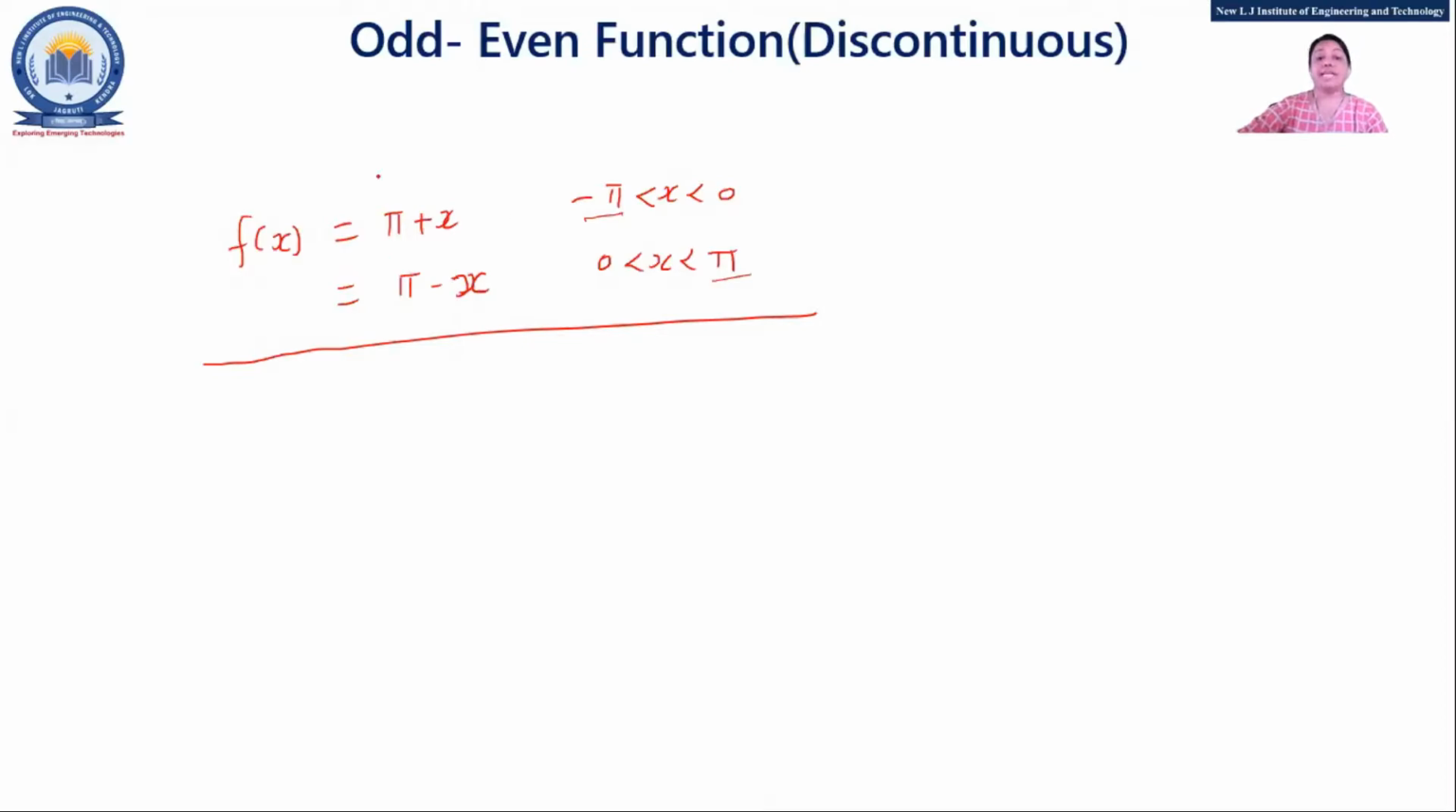Now, on the right side x is there. That means whatever the format of the function, pi plus x, pi minus x, we can see that there is only a sign difference, plus and minus. So we are going to check whether it is odd or even. Otherwise, no need to check.